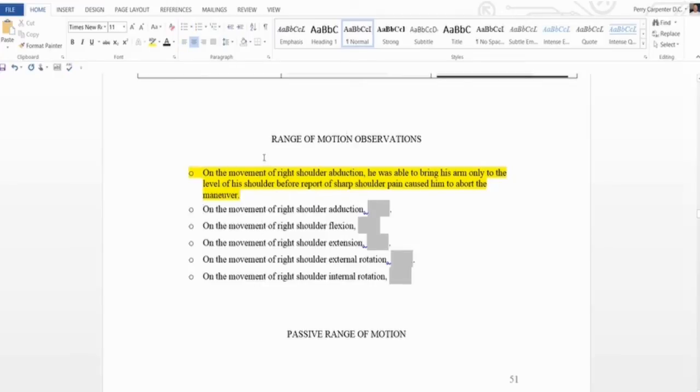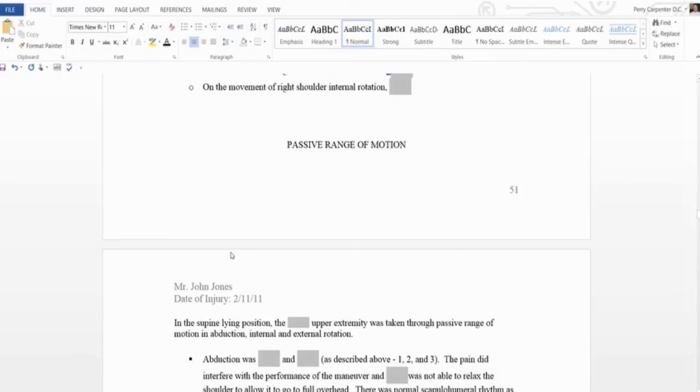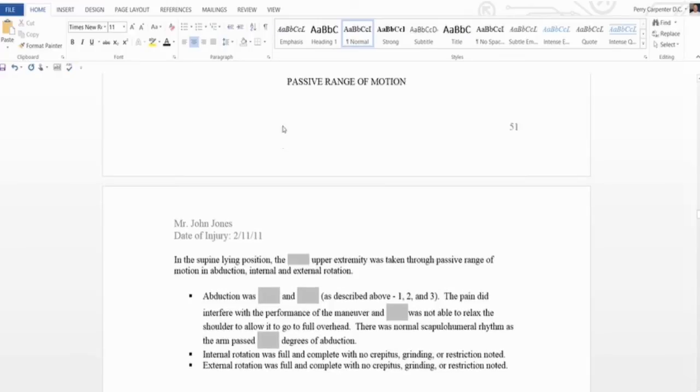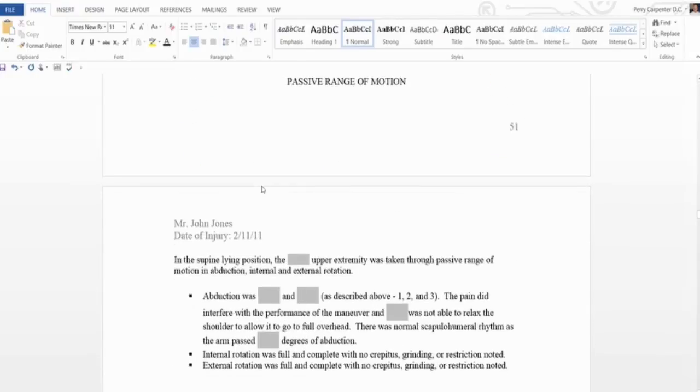So always provide descriptive information for each positive physical examination finding, and put it in a bulleted format that makes it easy for the reader to digest. Here we provide our findings on passive range of motion with the shoulder and with all joints. I recommend that you perform passive range of motion testing as well to determine what is the cause of any limitations of range of motion, whether it's actually due to a joint obstruction or whether it's due to other perhaps subjective factors.